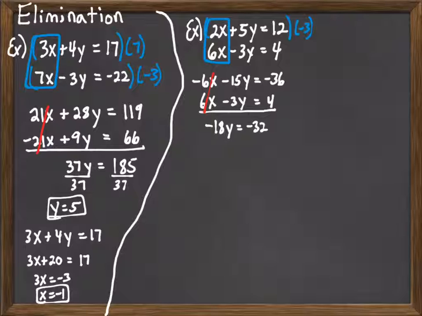Get negative 15y and negative 3y would be negative 18y equals negative 36 plus 4 would be negative 32. Divide both sides by negative 18 and simplify. We get y equals 16 over 9. So this time we got a fractional answer for y, 16 over 9.